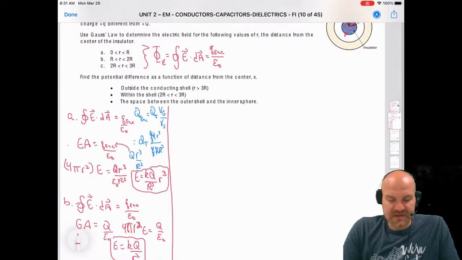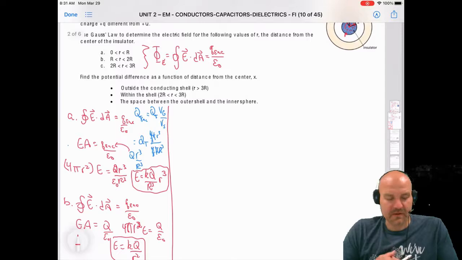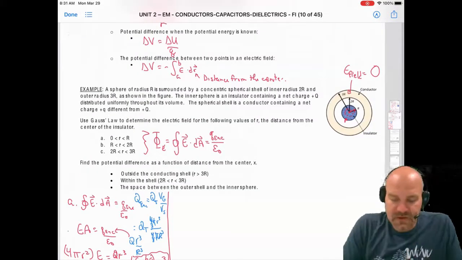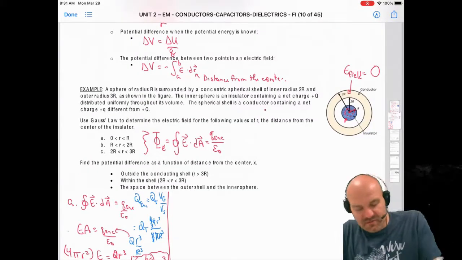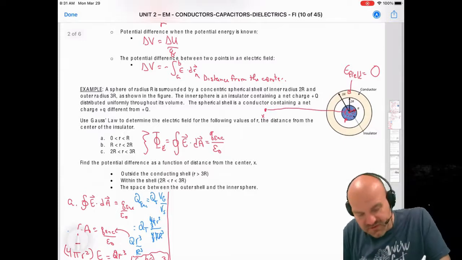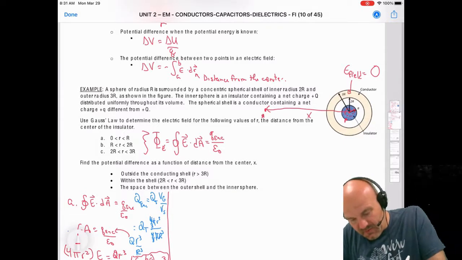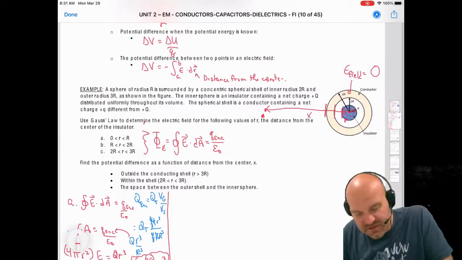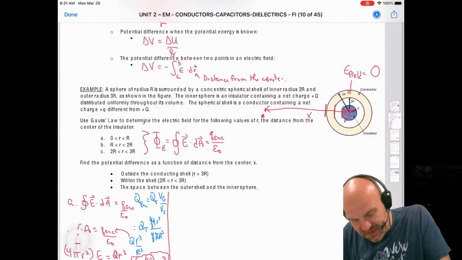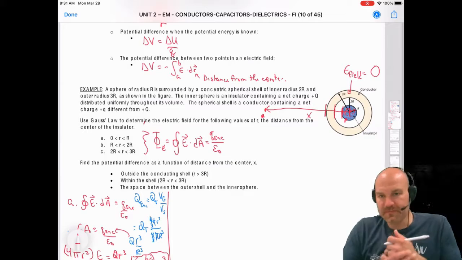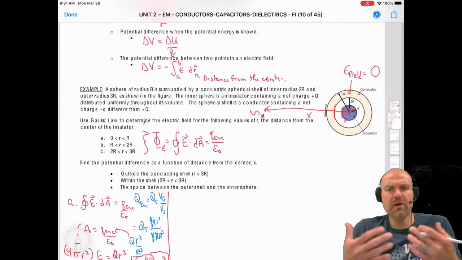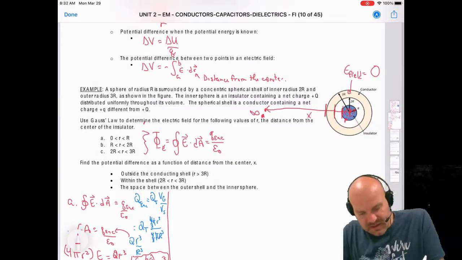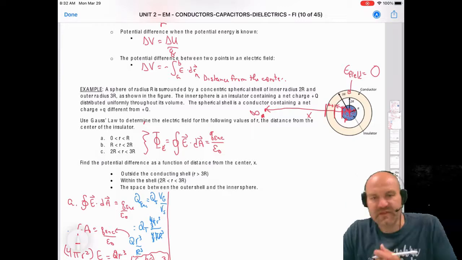Okay, now let's handle the more difficult ones. Now we're going to look at the potential difference. For the first one, it says beyond 3R. So imagine we're at a point way out here, a distance x away. You have to notice that you've got to go through surfaces to get to this point. So we're going to go from infinity to x, and we may have to deal with each of these regions a little bit.